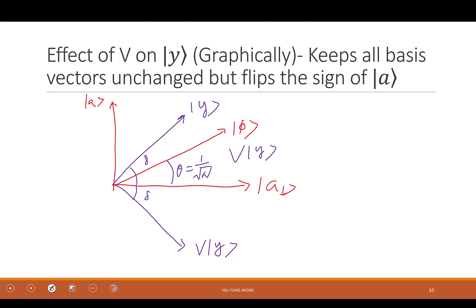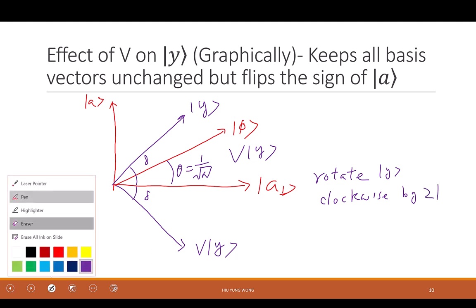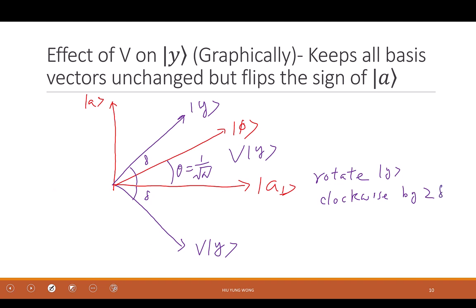So the point is, it rotates Y clockwise by 2 delta. This is the summary. Just now, we only looked at the flip. Now, don't think about the flip. It rotates Y clockwise by 2 delta, and delta is the angle between Y and A perpendicular. That's it. Any questions? Okay, let you finish copying. I did not add anything new, but I just want you to remember it rotates by 2 delta.